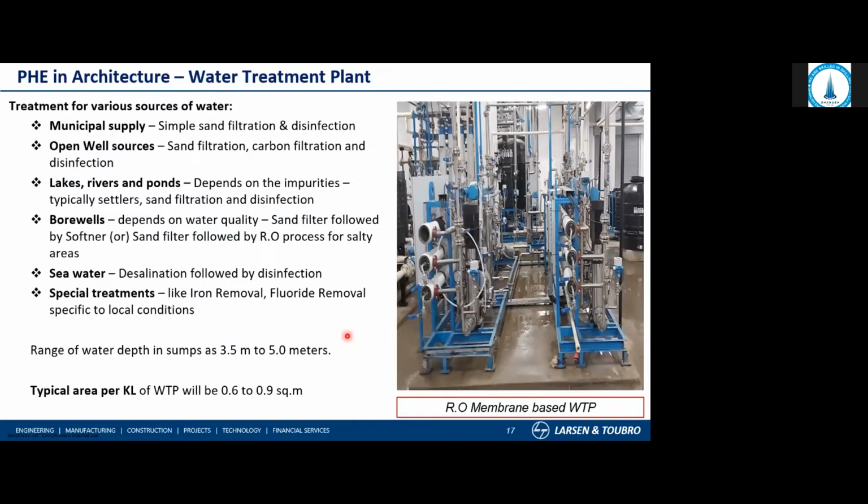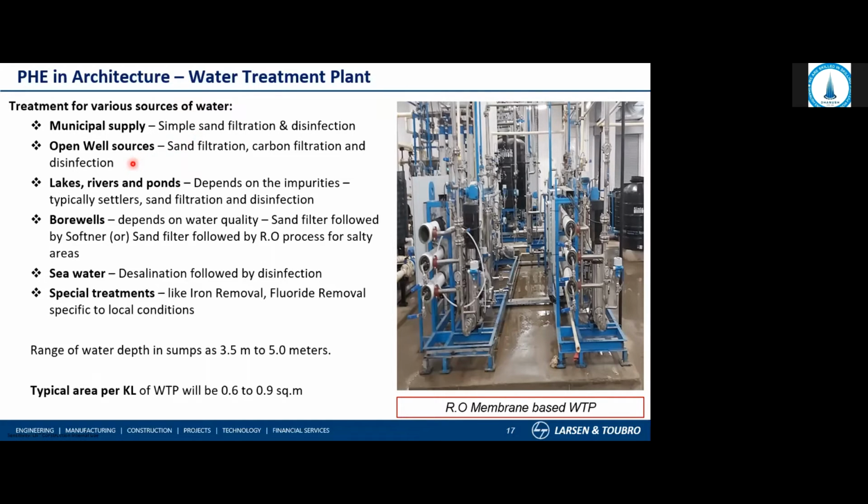Now, coming to the treatment side of the water, let's see what kind of treatments can be adopted for various types of sources. Let's say normally we get it from municipal supply. If it is municipal supply, more or less the government will supply the source, and it will be fit for our potable application only. So what we have to do is basic filtration and disinfection. That type of treatment you can adopt, and it can be used further.